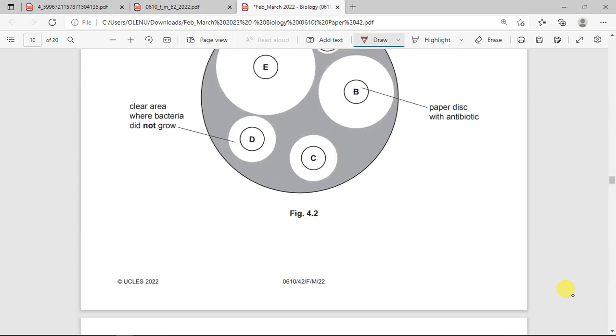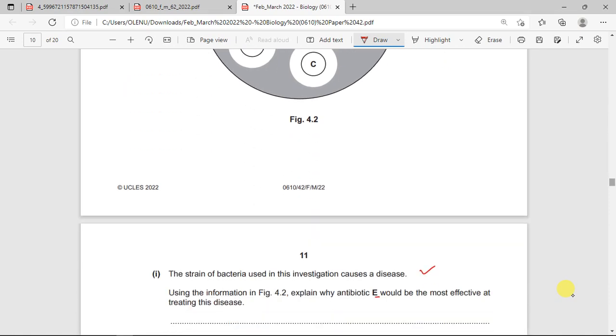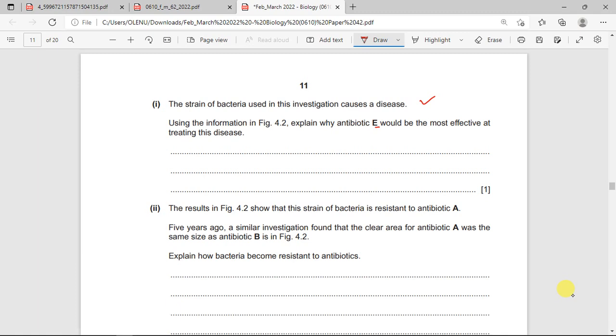So if you come back, antibiotic E has the largest area with no growth. So you just write it has the largest clear area with no growth of bacteria. That's all, 1 mark.